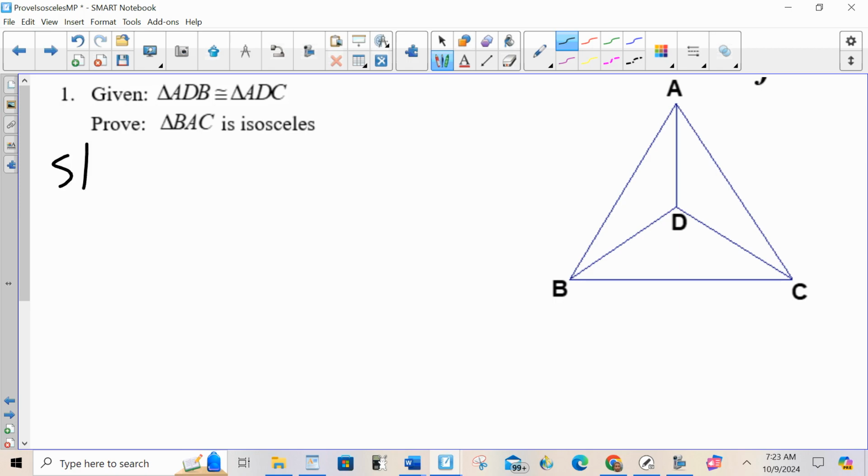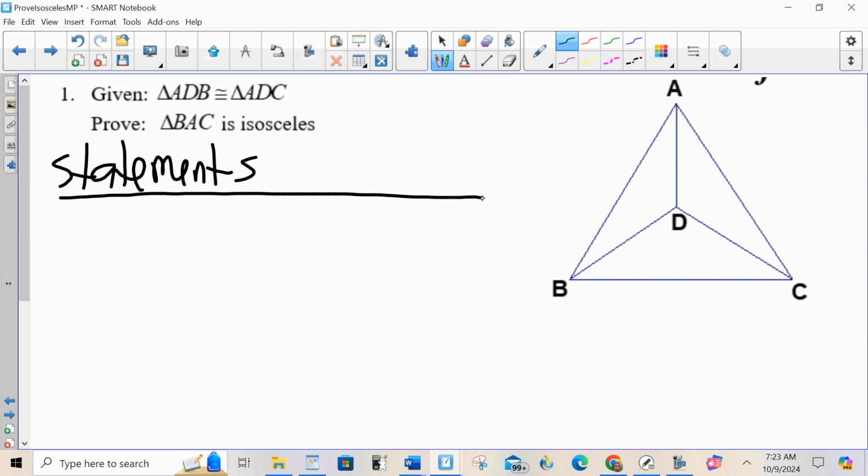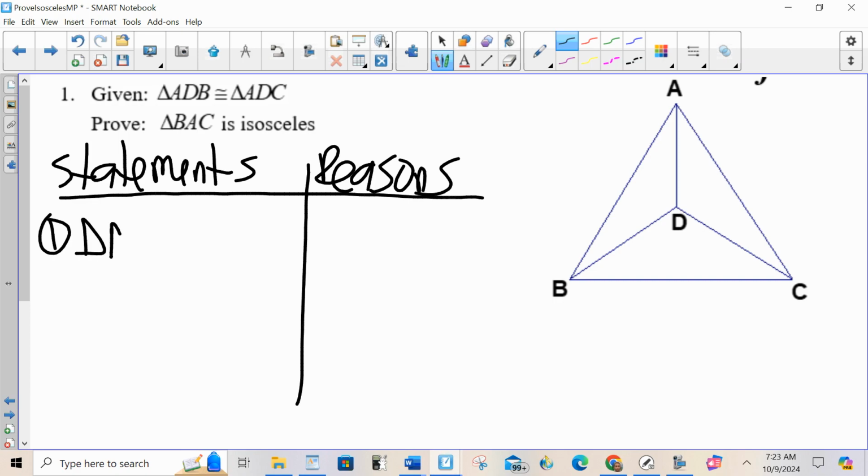So this is the mini proof version of proving triangles are isosceles. In the later lesson, the using CPCTC lesson, that's when you'll get the full proofs. So here I'm going to give you that the triangles are congruent, but again, in a full proof, you're going to have to prove the triangles are congruent, which you should have mastered at this point.